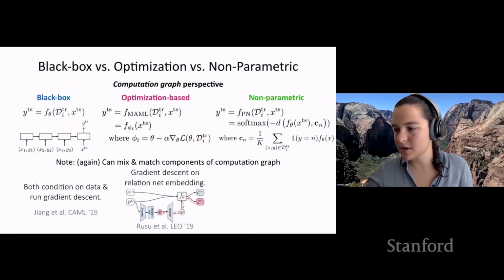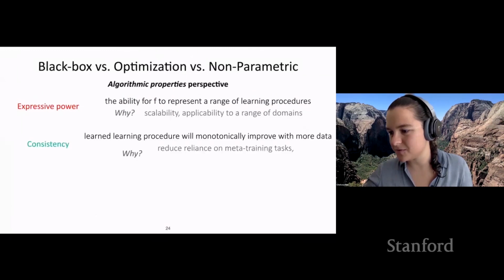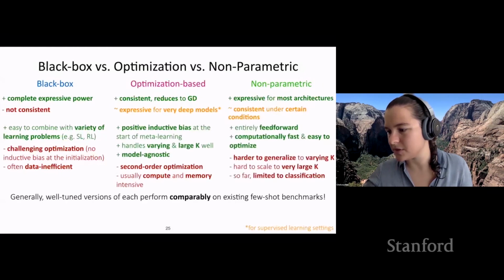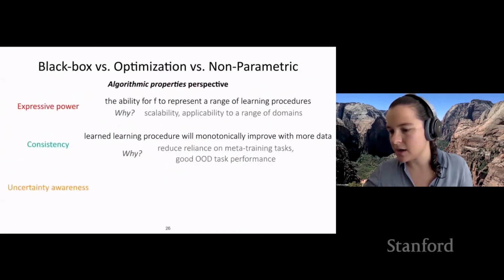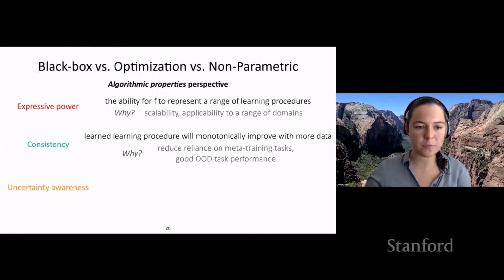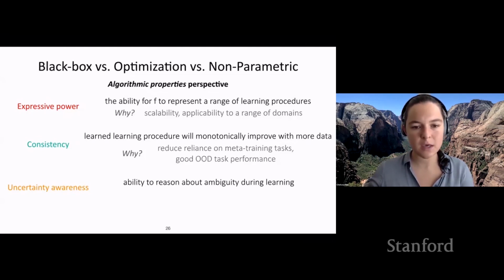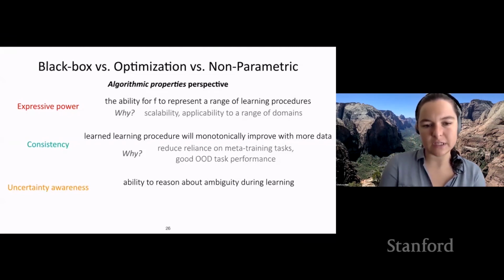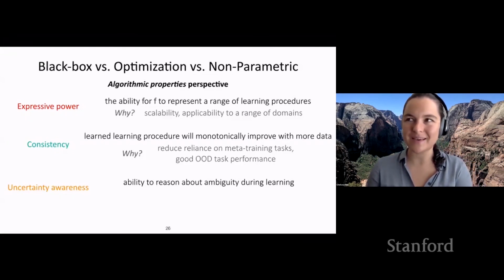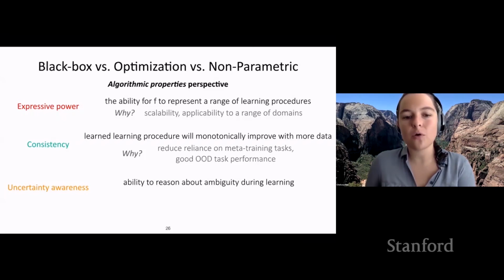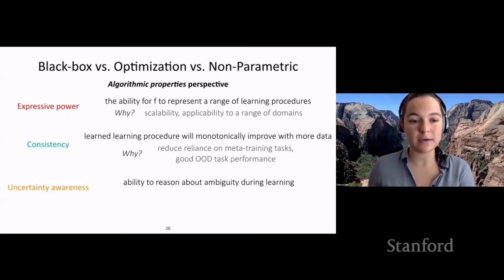Cool. So now let's talk about some applications, which is maybe the most fun part. Oh, actually, before we talk about applications, there's one more property that I want to mention, which is uncertainty awareness. One other thing that's nice to have in a meta learner is to reason about ambiguity during learning. If you only have a few examples, then it may not be completely clear what the correct function is, even if you have a lot of previous experience. And it'd be nice to know if the few examples you have are enough for you to make an effective prediction, or if the model thinks it needs more data to make an accurate prediction.